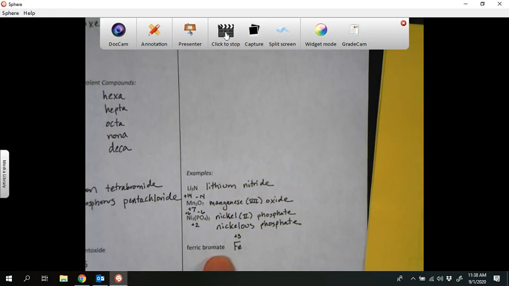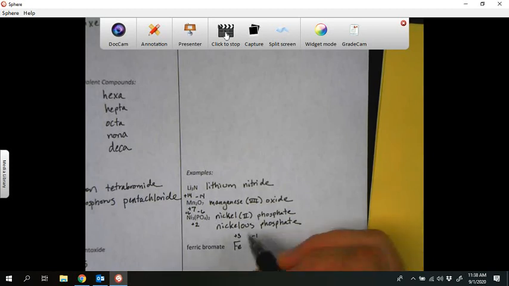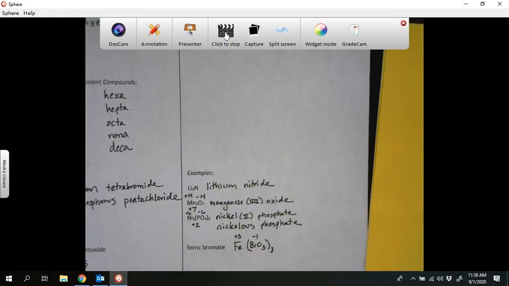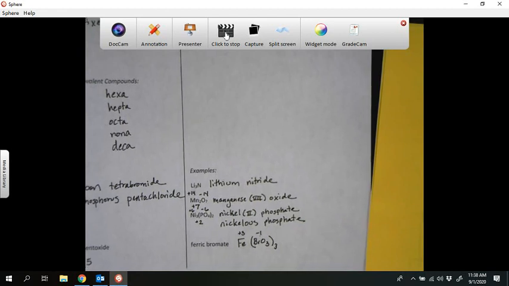Bromate, ATE, that should ring a bell that, hey, that's a polyatomic. So we find it on one of our charts. Bromate is BrO3, and it has a -1 charge. So we never write 1 as a subscript. So when we cross these charges, that 1 becomes a subscript on iron, but it's understood to be there if we leave it blank. And we need 3 bromates. So when this charge comes down, with parentheses around there, so we know that we have 3 bromate ions. So Fe(BrO3)3.